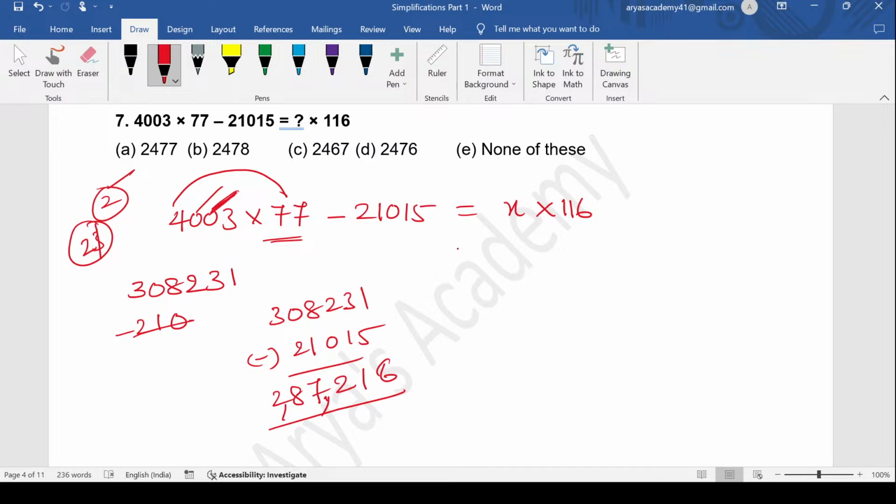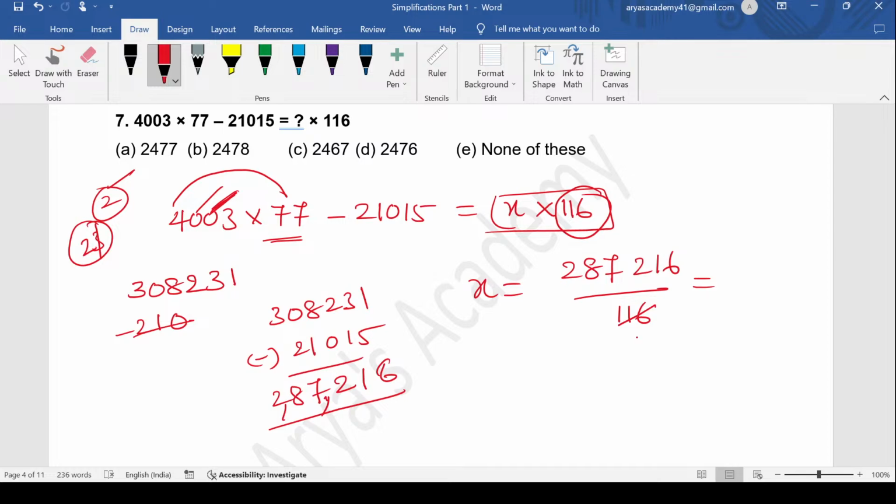But this is not the final answer because still we are left with this value. So I want x. 116 is actually in multiplication. If it goes to the opposite side of the equation, it goes into the denominator or division. So finally my equation turns out like this. 287216 divided by 116. If you know the 116 table, that is fine. Or else you can go with the fourth table. Okay. So let's go with 4.